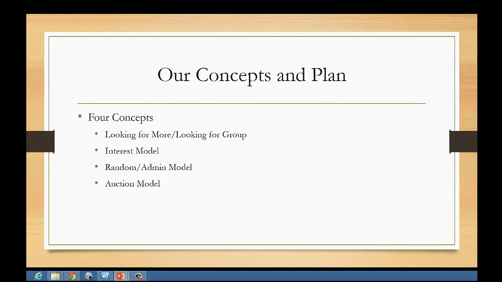We started out by finding 4 concepts. Looking for group concept, where you could say you had 2 people and you're looking for 2 more. An interest model, where you could say what your interests were and try to find other classmates that had the same interests. A random or admin model, where a staff member or the professor teaching the course could automatically randomly assign members. And then lastly, an auction model, where a team captain could bid against other team captains for other group members based on their particular interests.